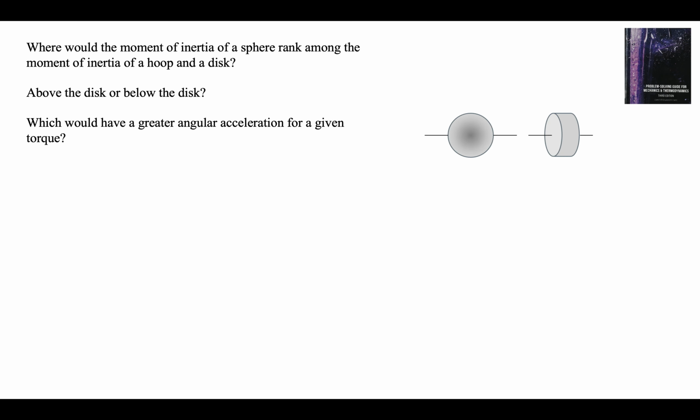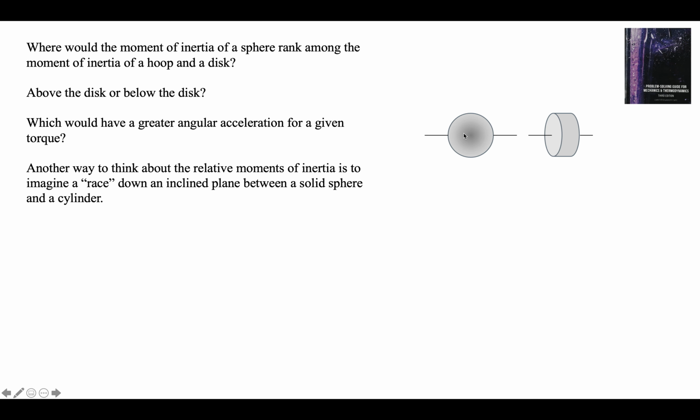In other words, if I put a torque on these guys, if I wrapped a string around the middle and pulled on them, which would be harder to accelerate? What do you think? If each of these were spinning at omega, which would be harder to stop? Which has more energy? That's a direct measure of the moment of inertia. Another way to think about it is to have a race down an inclined plane.